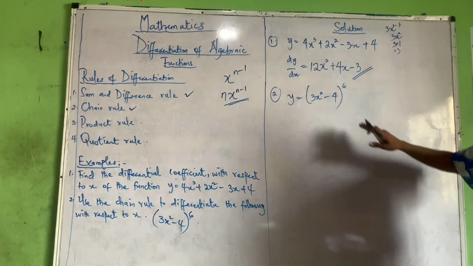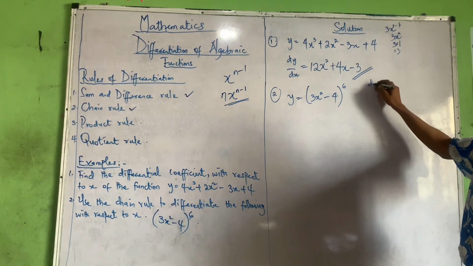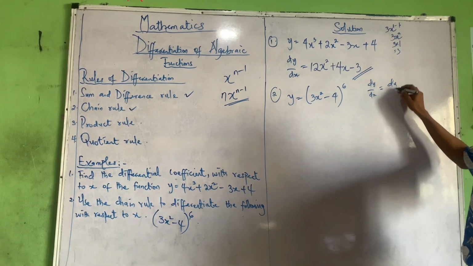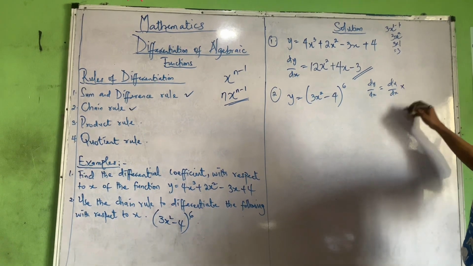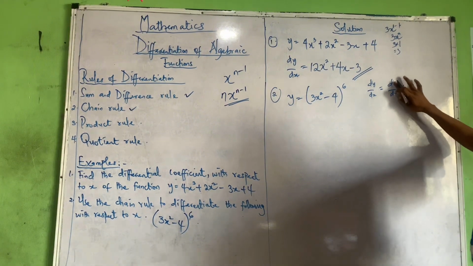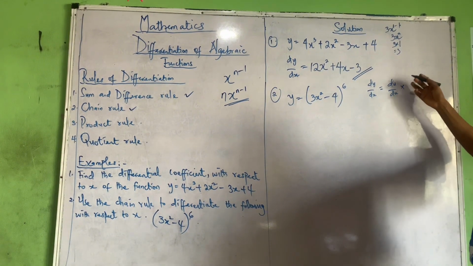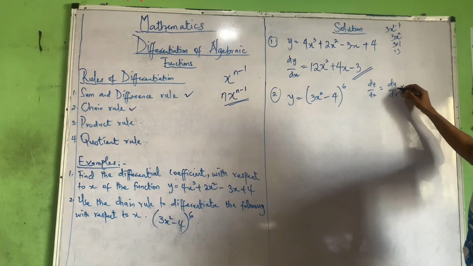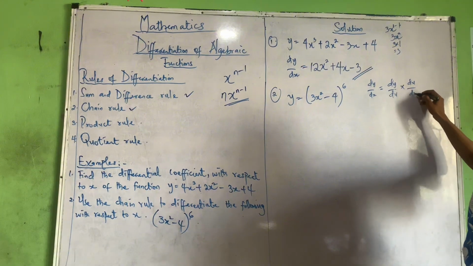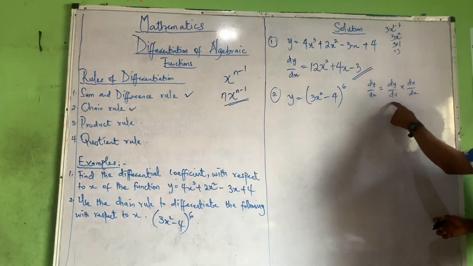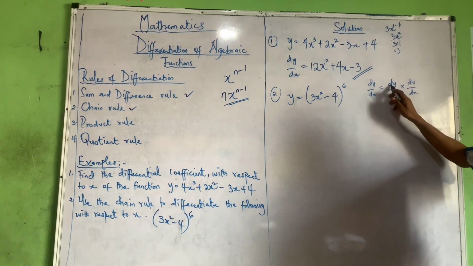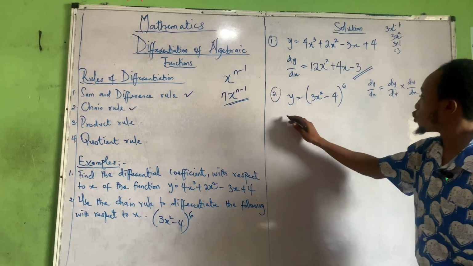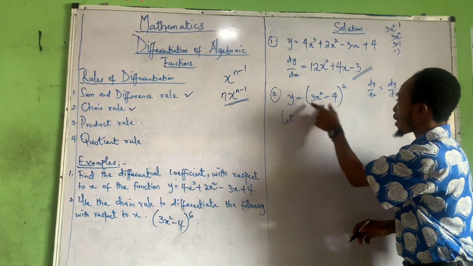Now, in the chain rule, there is a formula, which is dy dx equals dy du times du dx. So dy du times du dx, because at the end of the day you have your dy dx here and then your du here.